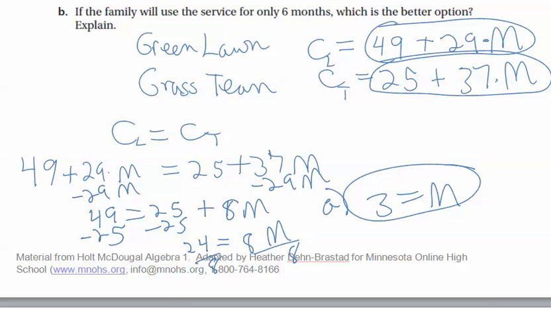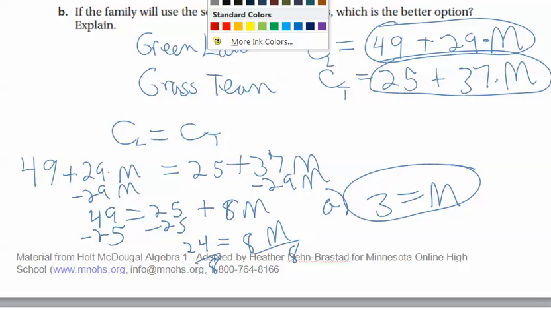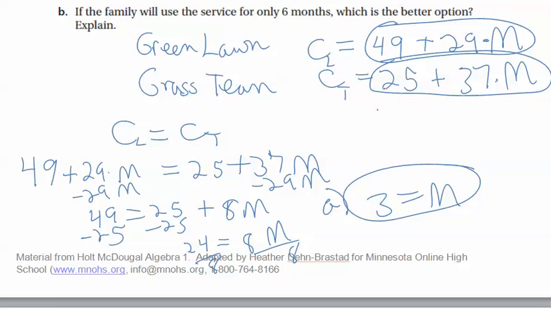And B says if the family will use the service for only 6 months, which is the better option? Explain. So we can just plug 6 into both of the equations that we got. Put 6 in for M in both of them and see what we get. So for the green lawn one, we'd get 49 plus 29 times M, or 6 now. And for the grass team, we'd get 25 plus 37 times 6.